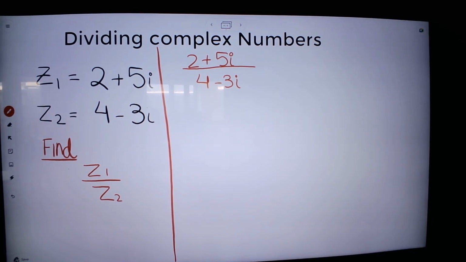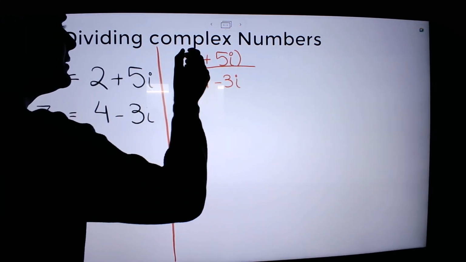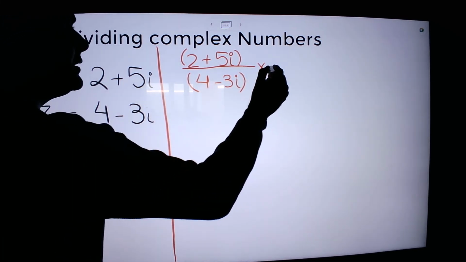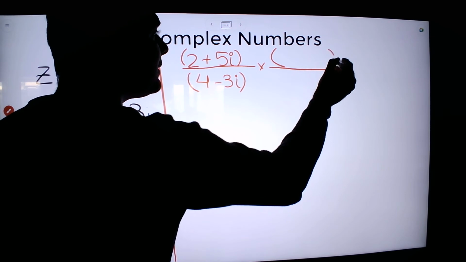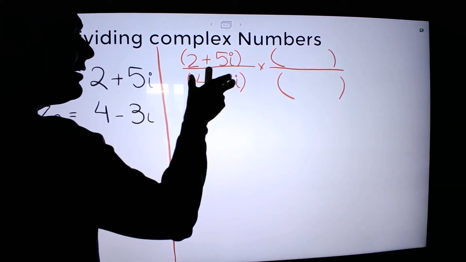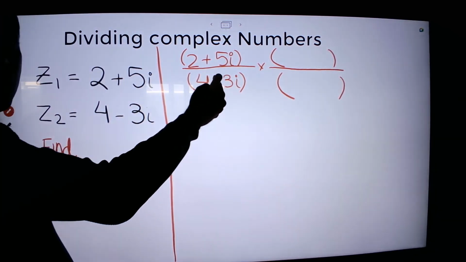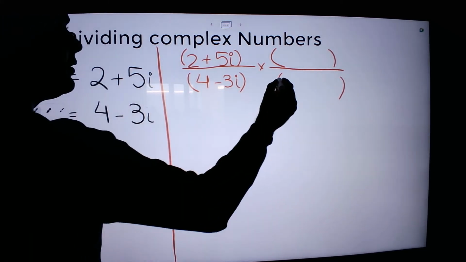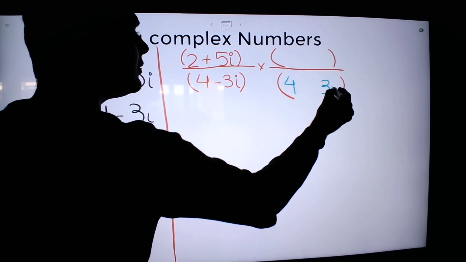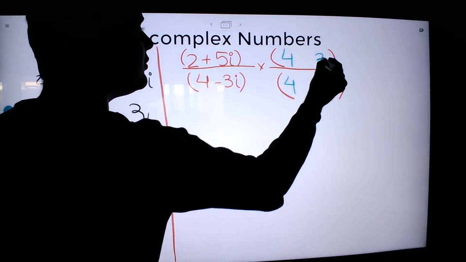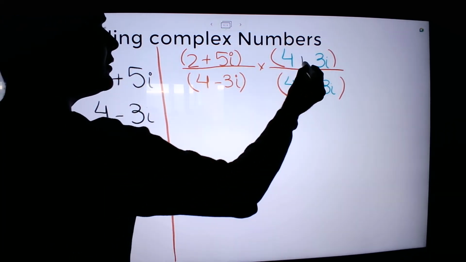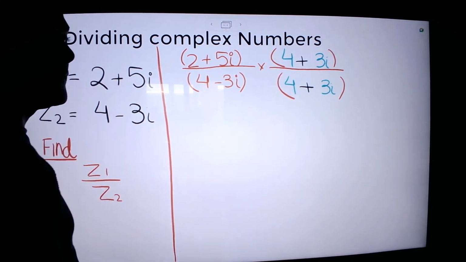There is a thing called the conjugate. What's the conjugate? First thing you do is put brackets. Then you multiply and divide with the conjugate. Whatever the sign before the complex part is, change it. So the conjugate of that one is 4, 3i, and you have to change the sign. The sign was negative, so it becomes positive.